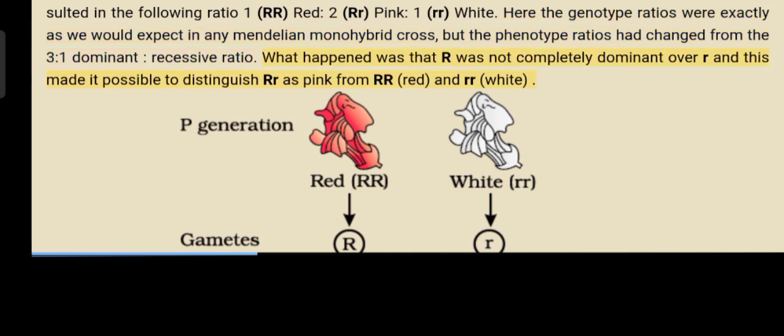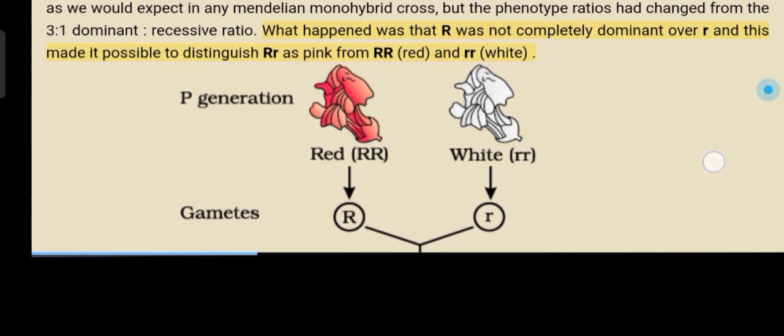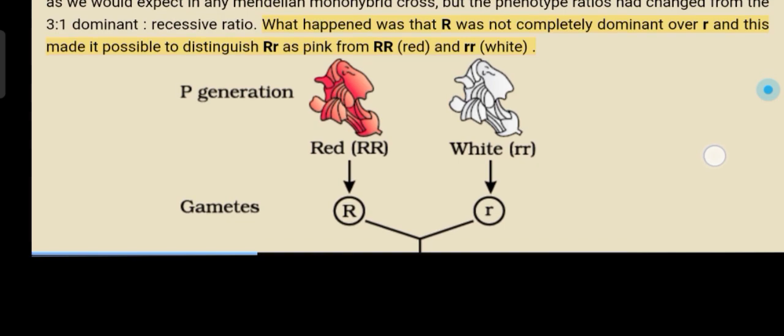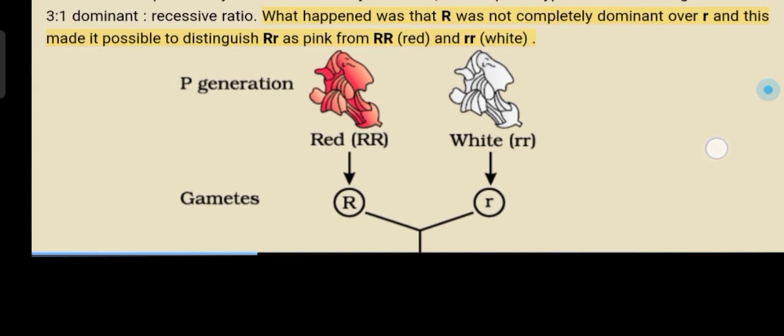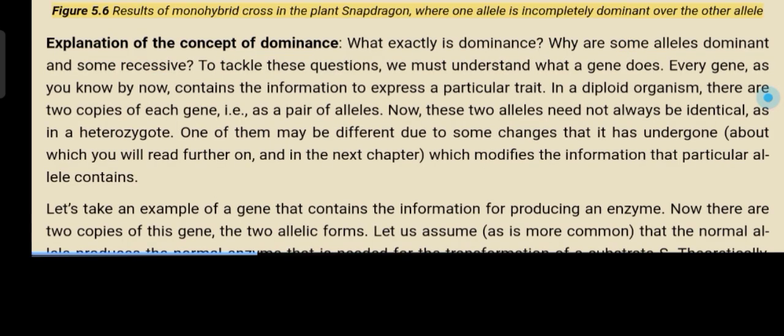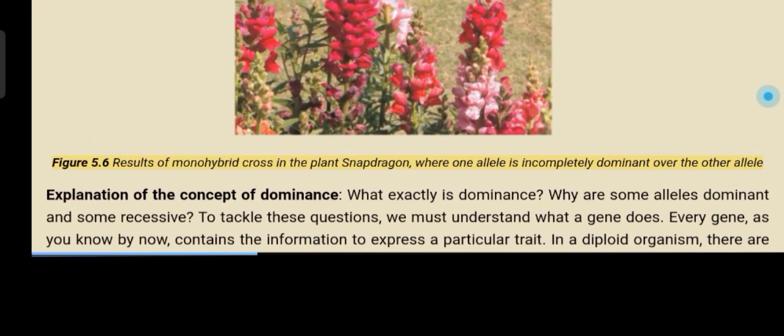What happened was that R was not completely dominant over r, and this made it possible to distinguish Rr as pink from RR red and rr white. Figure 5.6: Results of monohybrid cross in the plant snapdragon, where one allele is incompletely dominant over the other allele.